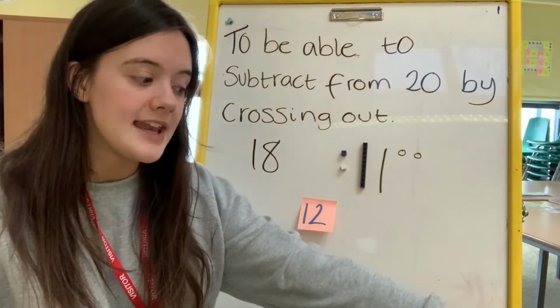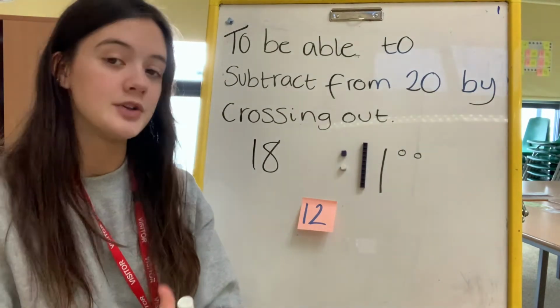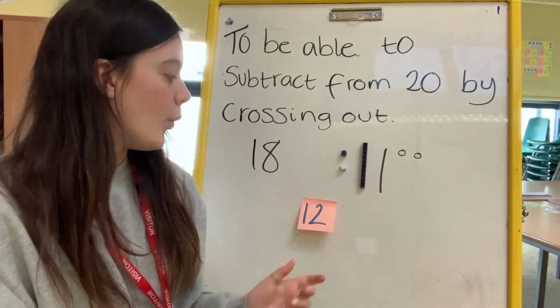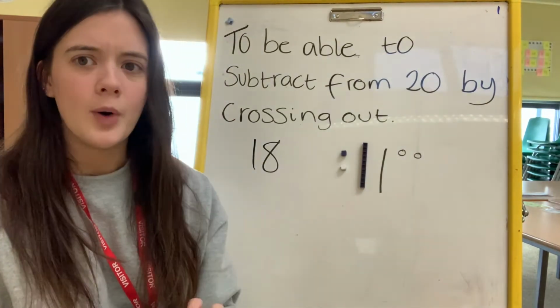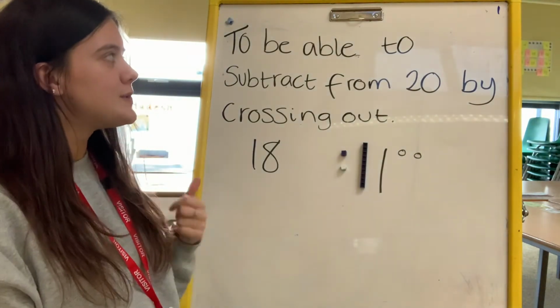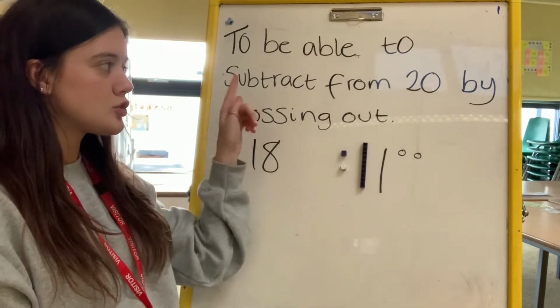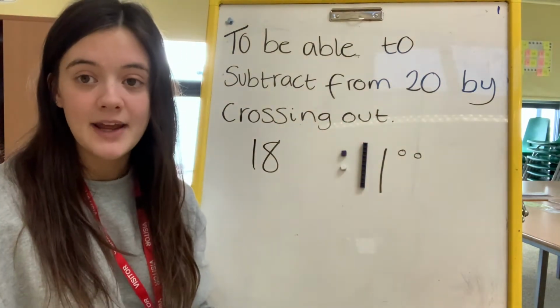Okay, so now you have finished that and I'm sure you've all done amazing. So well done, big well done, pat on your back. We're going to move on to our main activity today. So, can you remember what we was doing yesterday? I wrote the title on the board. So today we are going to be able to subtract from 20 by crossing out. And that is what we did yesterday, wasn't it?